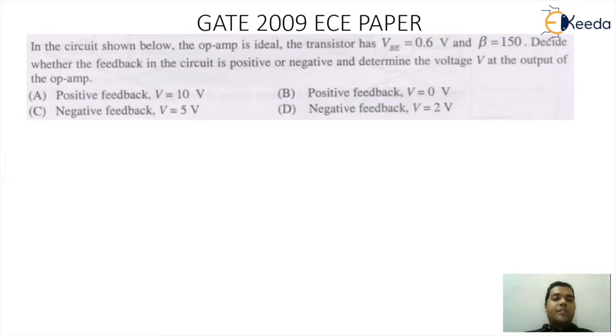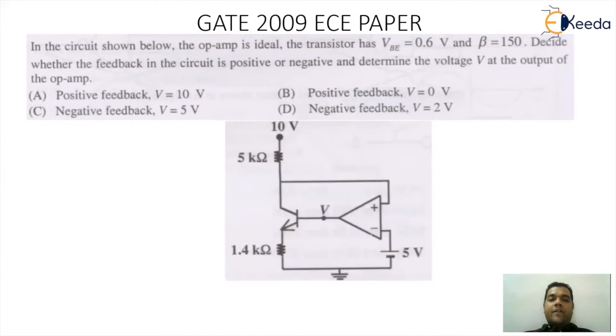Option A, positive feedback, V is equal to 10 volt. Option B, positive feedback, V is equal to 0 volt. Option C, negative feedback, V is equal to 5 volt. And option D, negative feedback, V is equal to 2 volt.